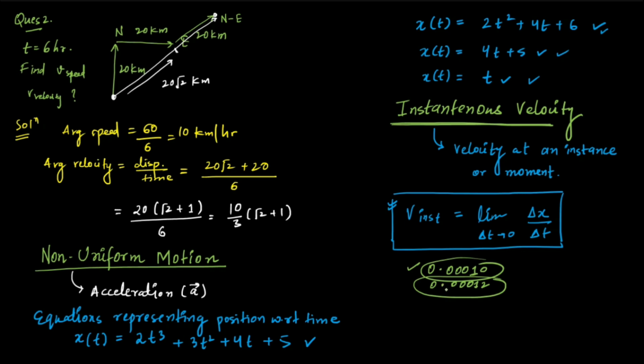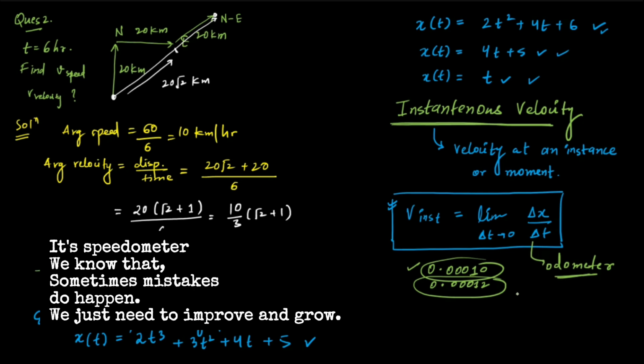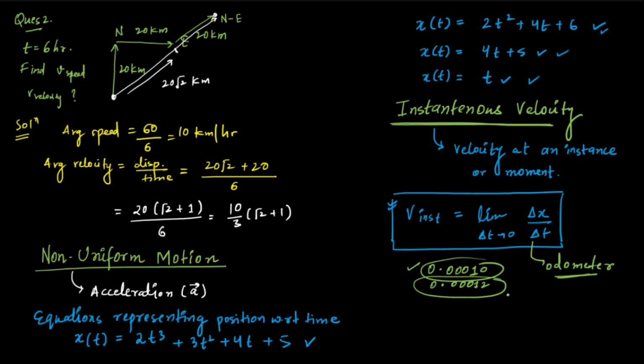But in real life, instantaneous speed is something which is shown by the speedometer in the vehicle. You must know that, right? Whatever you are looking at that point, it is giving you the instantaneous velocity. The direction in which your vehicle is going gives you the direction of that velocity, and the speedometer shows the magnitude of that velocity. The odometer gives you the distance covered. So I hope you understood that.